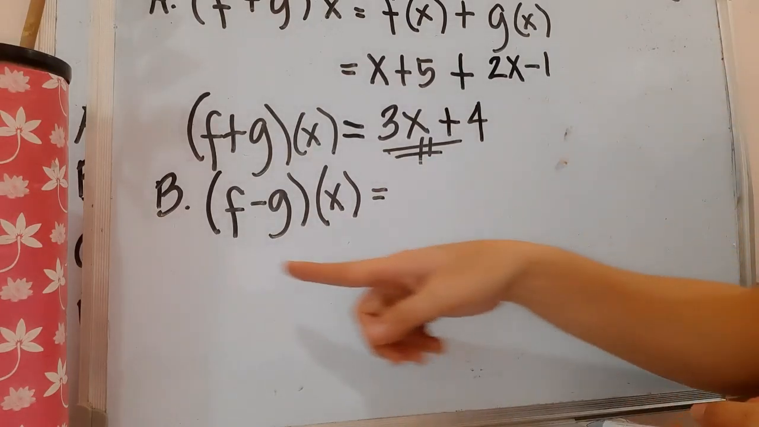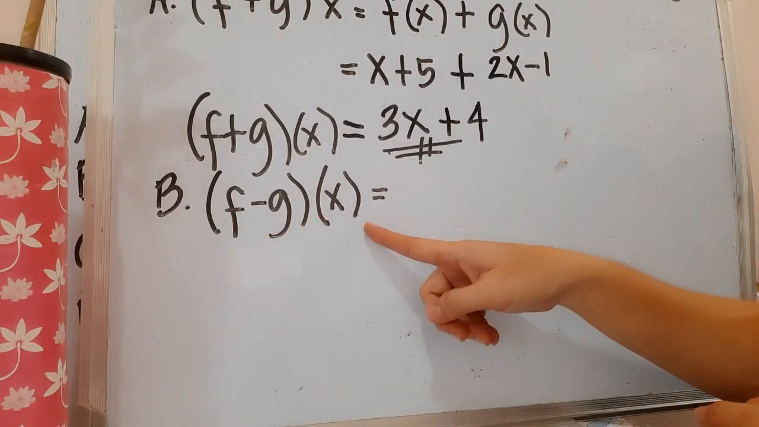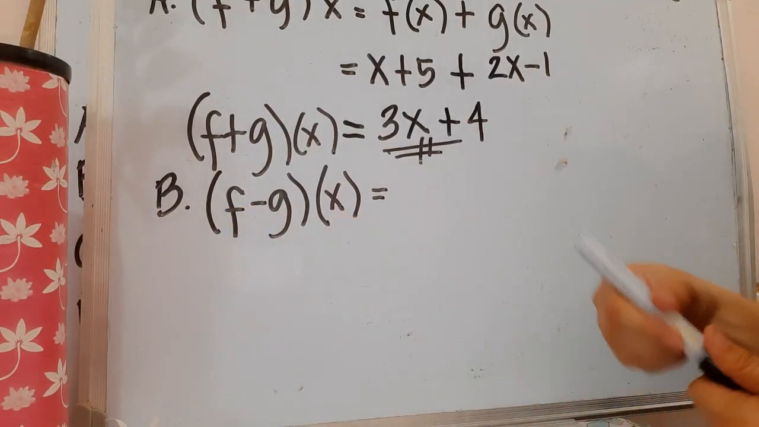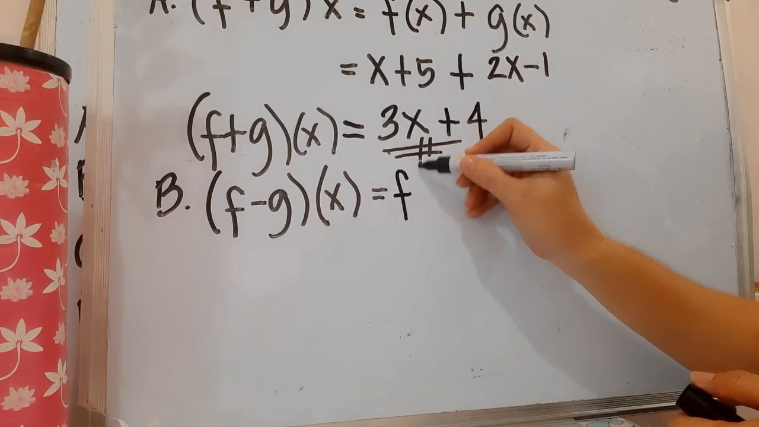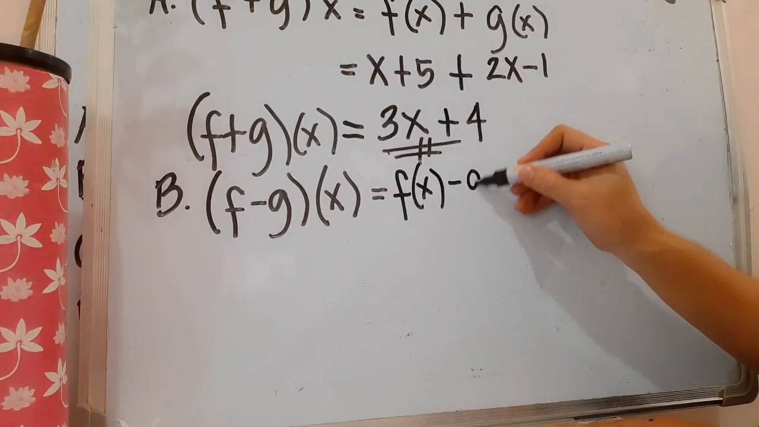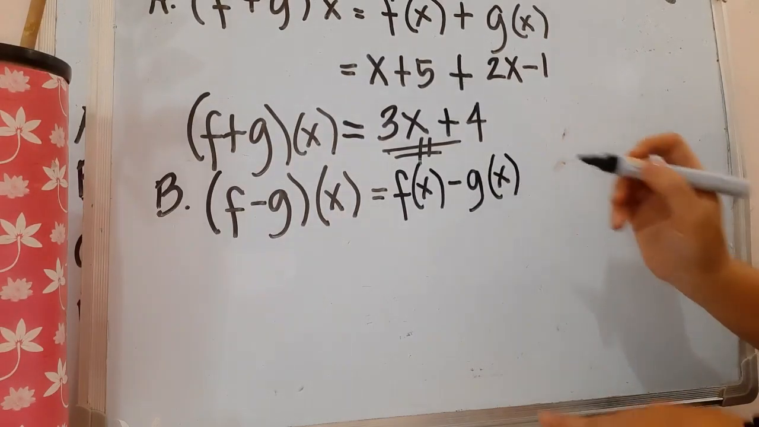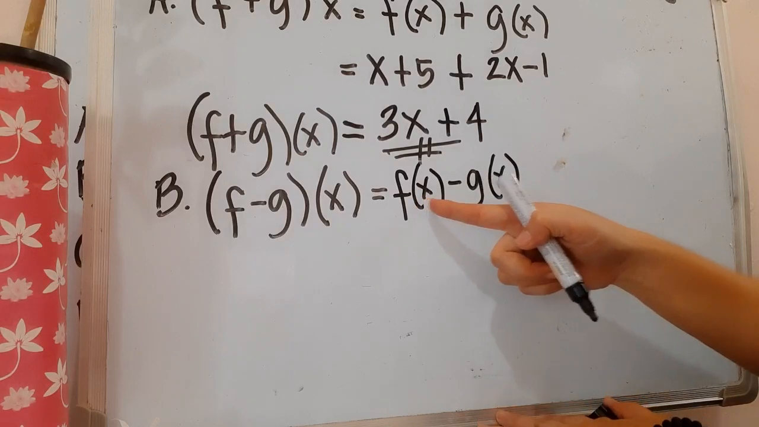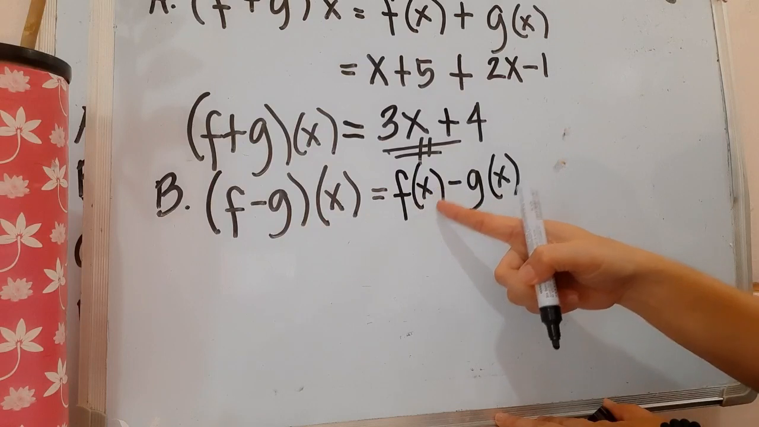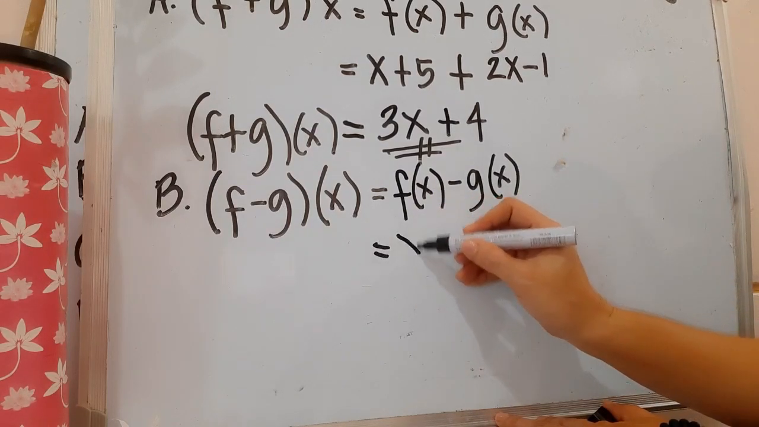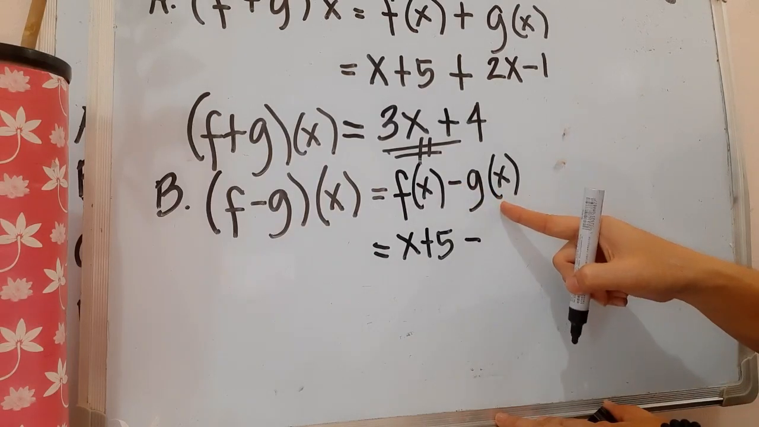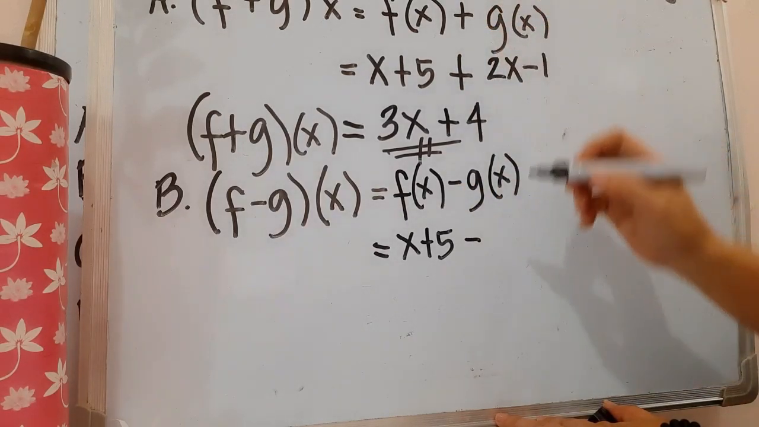For letter B, we have the difference of the two functions. We have quantity f minus g of x. This will become f of x minus the second function, g of x. We will now substitute the value of f of x, which is equal to x plus 5. Instead of writing f of x, we will write here x plus 5 minus the second function. Our second function is 2x minus 1.